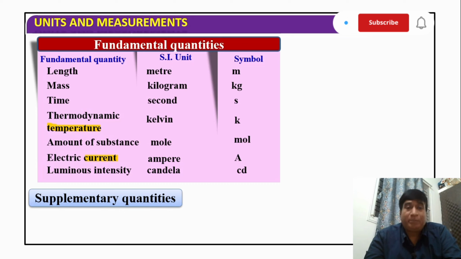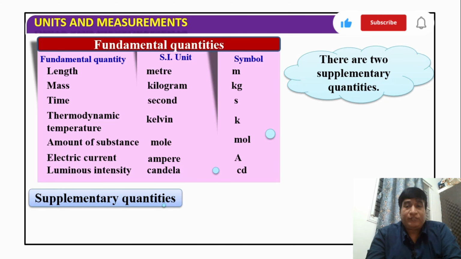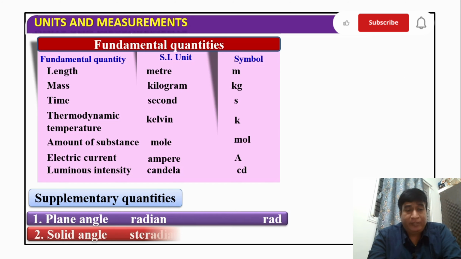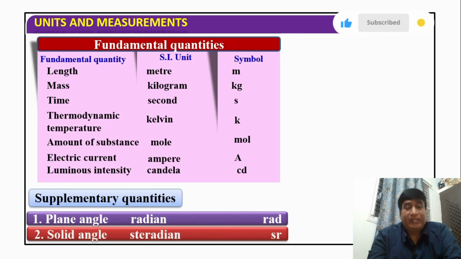These do not depend on any other physical quantities. Quantities like speed, acceleration and force depend on these fundamental quantities, but the fundamental quantities themselves do not depend on others. Along with these we have 2 supplementary physical quantities. One is plane angle, whose SI unit is radian, symbol rad. The other is solid angle, whose SI unit is steradian, denoted by sr.